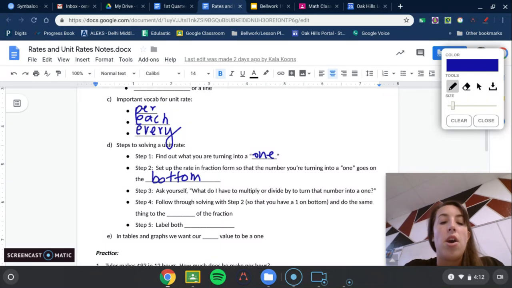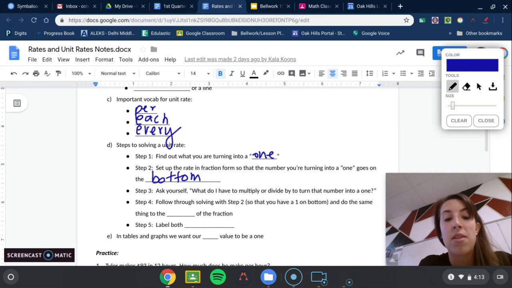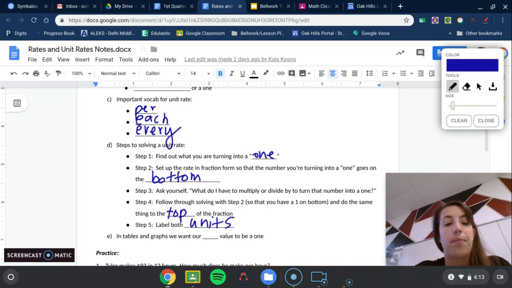Okay. You'll then ask yourself, what do I have to multiply or divide by to turn that number into a 1? Okay, follow through solving with step 2 so that you have a 1 on the bottom, and do the same thing to the top of the fraction. And then last but not least, you actually have to label both units now because we're talking about unit rates.